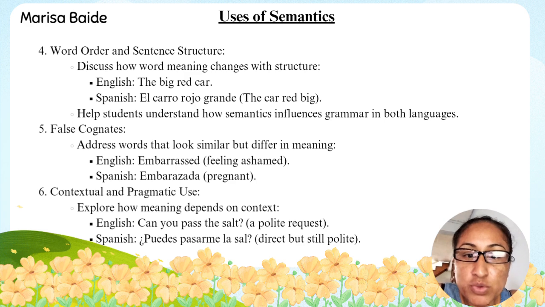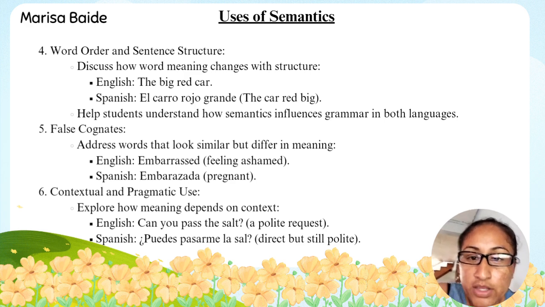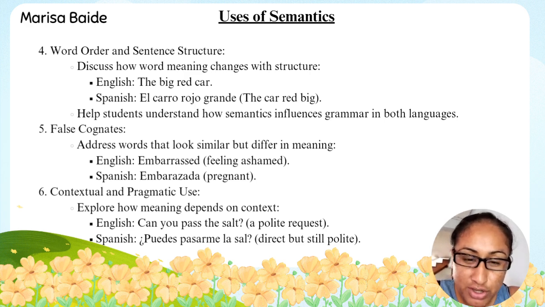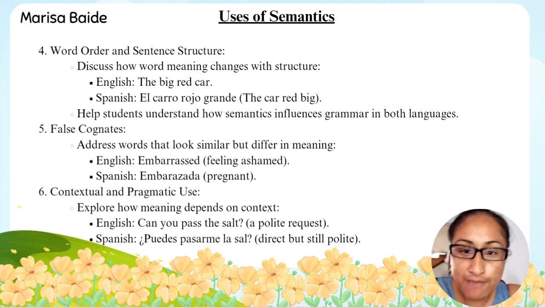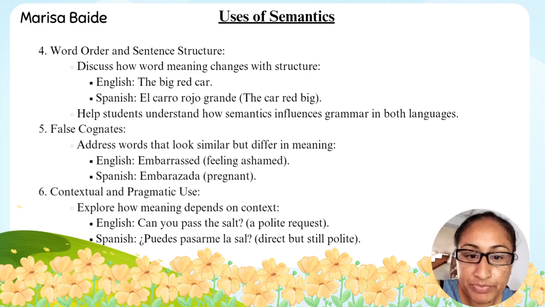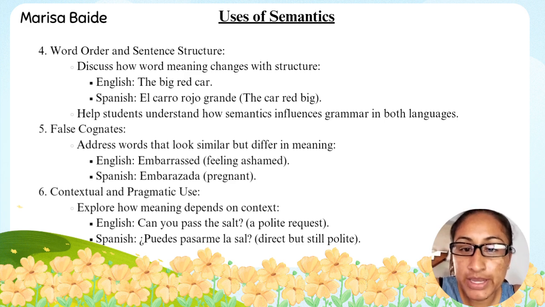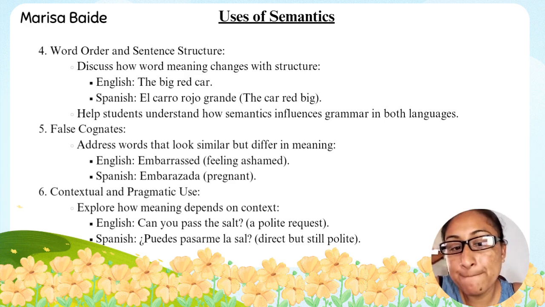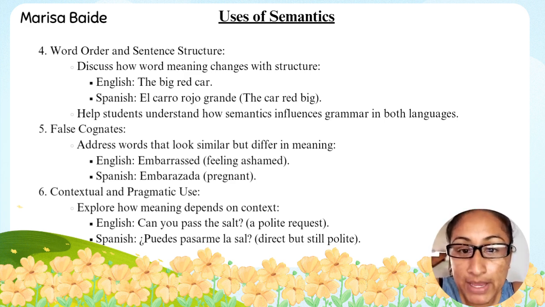In continuing with the use of semantics, we can use it for word order and sentence structure. We can discuss with our students how word meaning changes with structure. In English, we usually have our adjectives coming before our nouns. For example, in English, we would say the big red car. Big red is describing what type of car we are seeing, right?